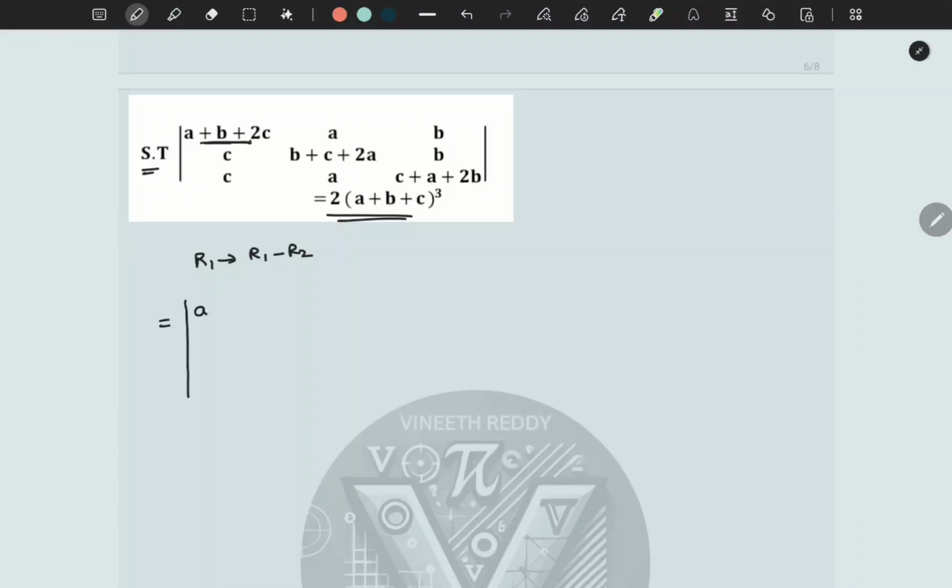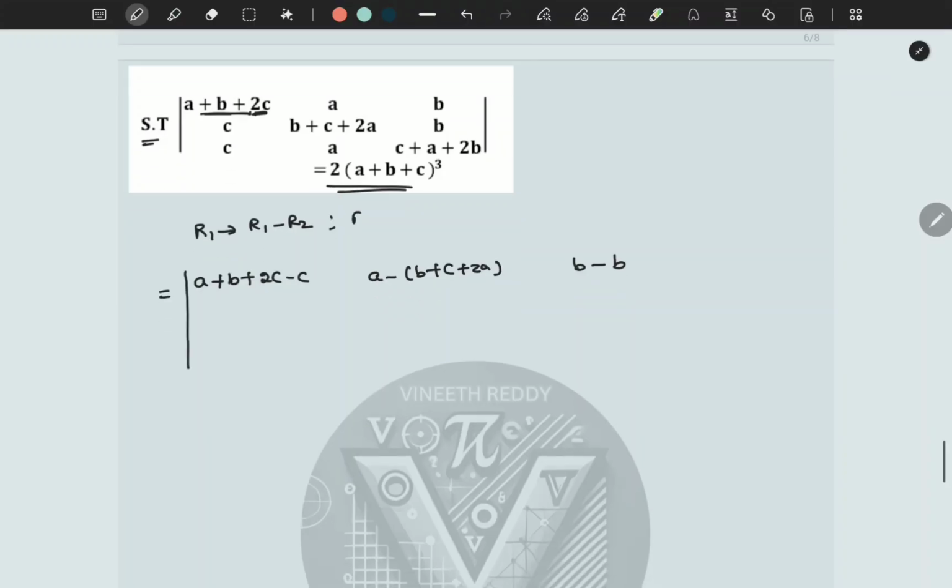So if I do that, I will be getting a plus b. See, from row 1 I have to subtract row 2. So I will be getting 2c minus c. And here a minus b plus c plus 2a, and here b minus b. And row 2. And we'll do one thing.